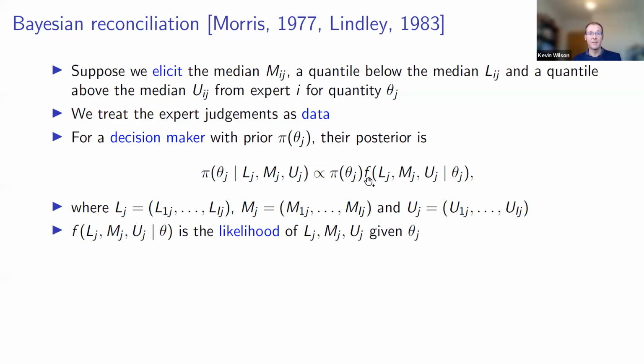So this is the decision maker choosing a likelihood of observing all the lower quantiles, all the medians and all the upper quantiles from the experts, given some true value of the quantity of interest theta j. And so the difficulty with Bayesian reconciliation or Bayesian aggregation is specifying this likelihood function here. This is the reason that it hasn't really been used much, because you need to make some sort of assumption on the likelihood function.